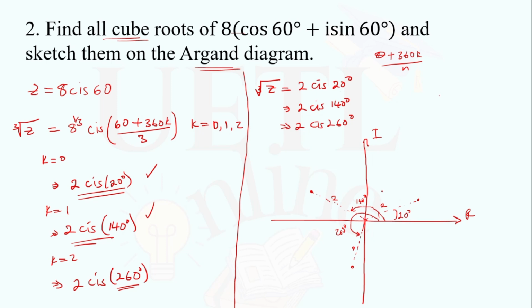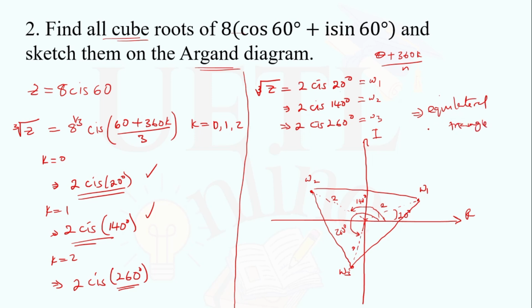Let's say these are W1, W2, and W3. W1 is going to come here, W2 here, and W3 here. If you draw well, you can see that these are the 3 roots. If you join them, they form an equilateral triangle, because there are 3. The cube roots of any complex number form an equilateral triangle like this.